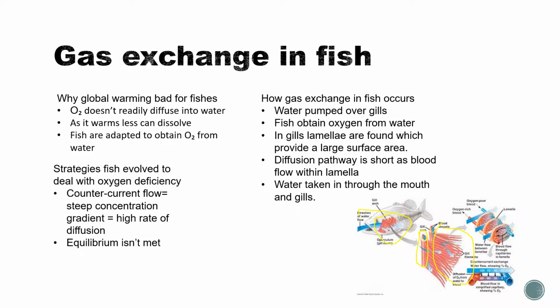How have fish evolved to deal with oxygen deficiency? Well, they've evolved a counter current flow, which results in a steep concentration gradient, due to the fact that there's always a circulation of oxygen and carbon dioxide within the fish, which means there's always a steep concentration gradient and a high rate of diffusion, so equilibrium is never met.